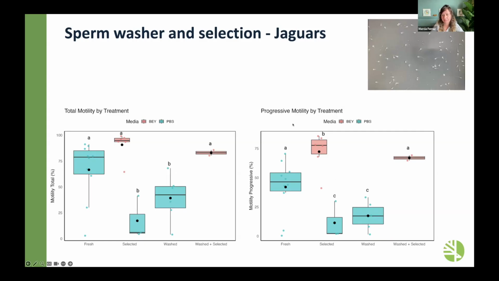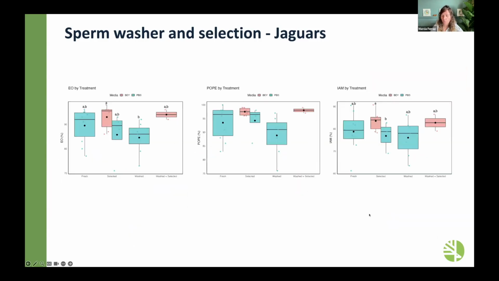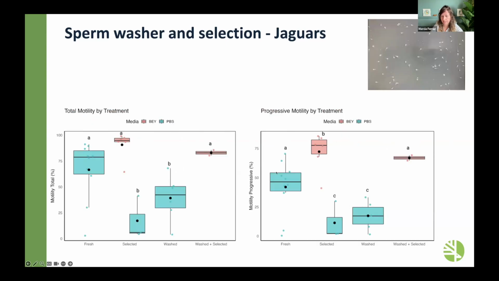We then checked for progressive motility, and what was really interesting is when we select the sperm, we have a much higher progressive motility, even than the fresh. And in fact, there was one animal, this one here, that had almost 99.5% motility, which was pretty good. So what we saw was that the washing process damaged the sperm a little bit, but when we selected that, we recovered it. Of course, we're losing concentration.